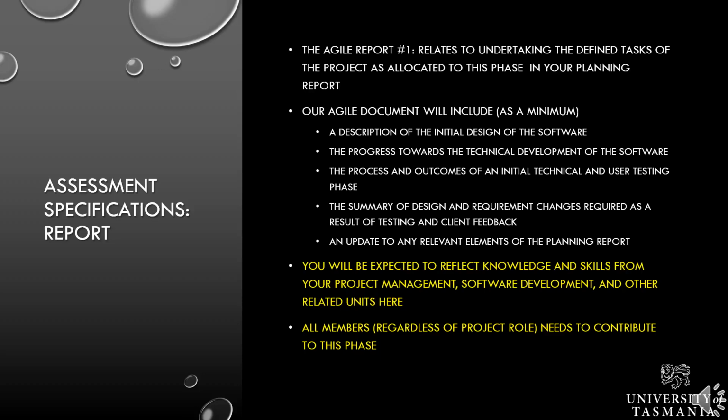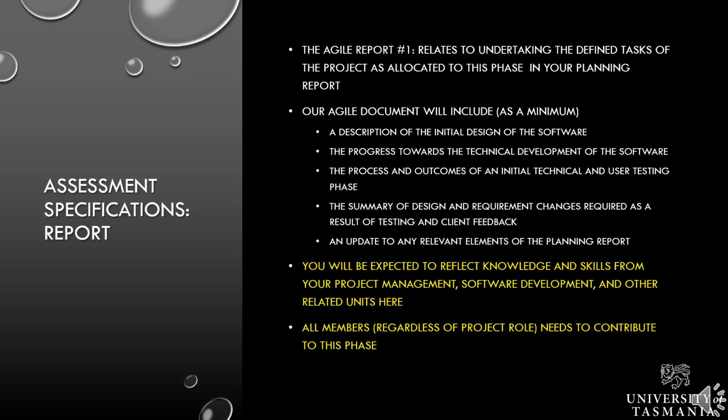We also then want you to engage in a user and technical testing process, and in this report you will document both the process and the outcomes of this initial testing phase. You will also provide a summary of the design and requirement changes that are required as a result of this testing and client feedback. So what that means is, once you have designed and built a prototype, you're going to work with both users and your client to identify whether it suits their needs. Based on their feedback, you're going to document what changes you need to engage in your second Agile cycle.